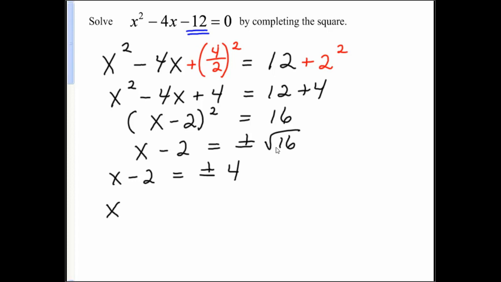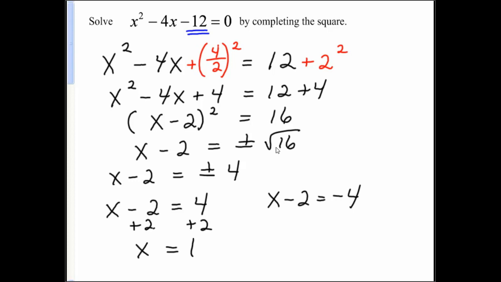Now since 4 is a rational number, let's split this into 2 separate equations and solve for x. Here we add 2 to both sides. x will equal 6. Add 2 to both sides of the equation. x equals negative 2. So the two solutions are 6, negative 2.